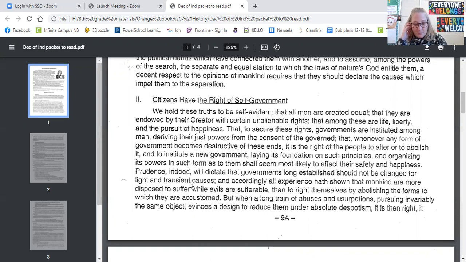And accordingly, all experience hath shown that mankind are more disposed to suffer while evils are sufferable than to right themselves by abolishing the forms of which they are accustomed. But when a long train of abuses and usurpations, underline that, long train of abuses and usurpations. In other words, when this has gone on for too long, it's time to cut it off. Pursuing invariably the same object evinces a design to reduce them under absolute despotism. It is then right, underline that, it is then right.